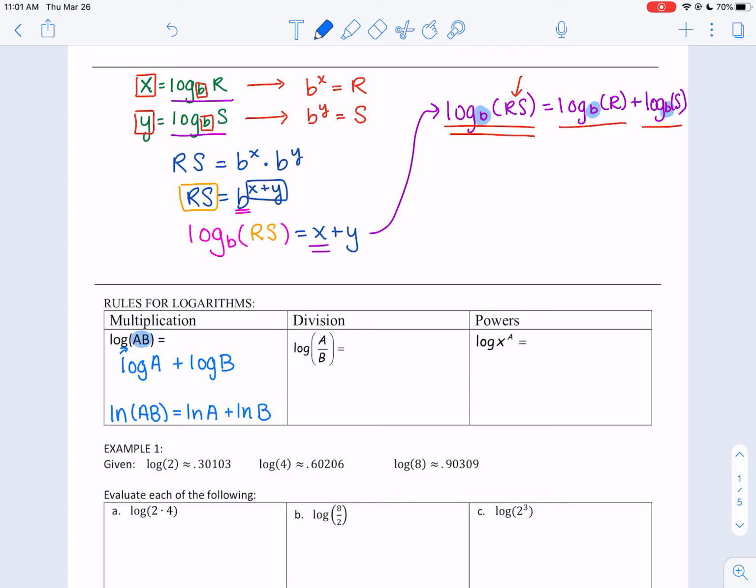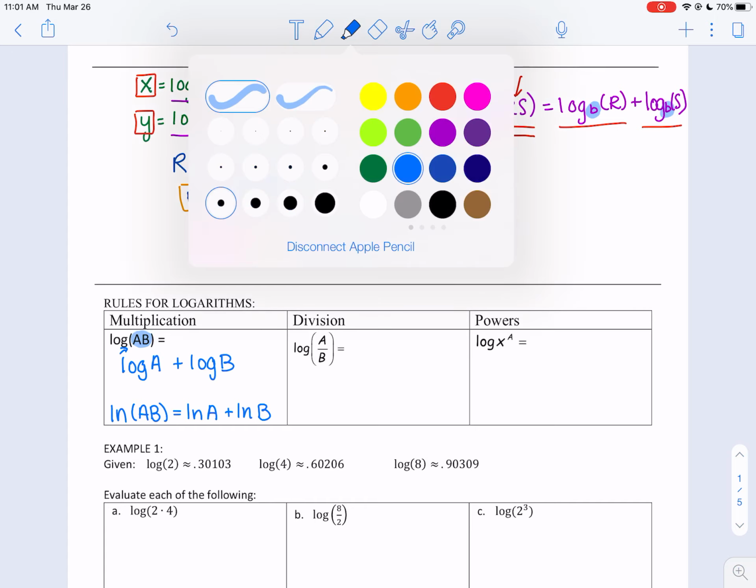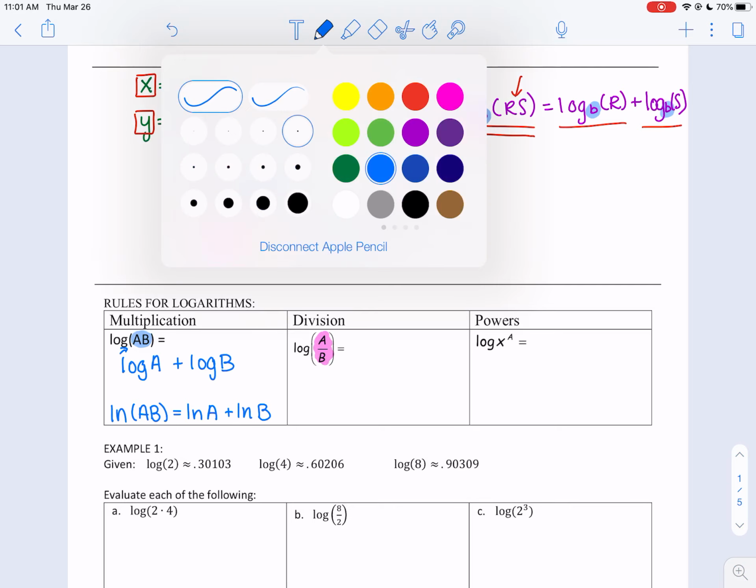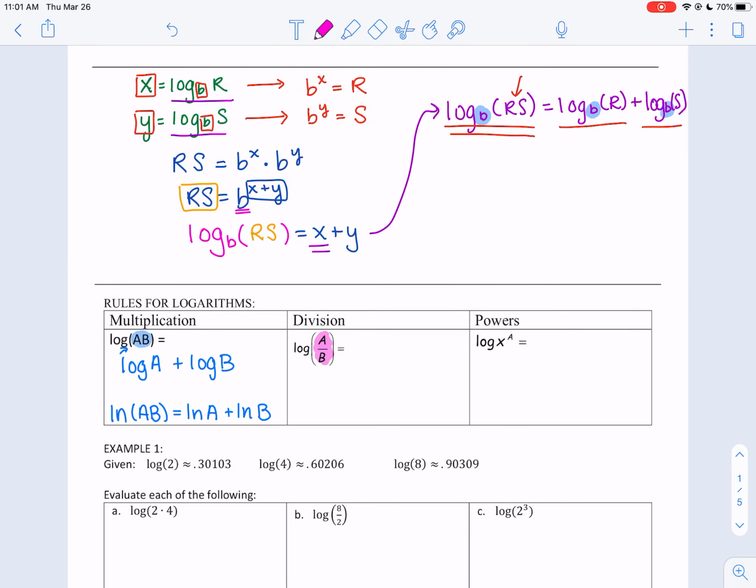If you take a look at the next term here, where we are dividing, if you hypothesize that we're going to separate them using subtraction, then you'd be correct. This is going to be log of A minus log of B. Again, note that the bases have to stay consistent. If we had the natural log of A divided by B, that would be the same as ln of A minus ln of B. Again, as long as the bases stay the same.